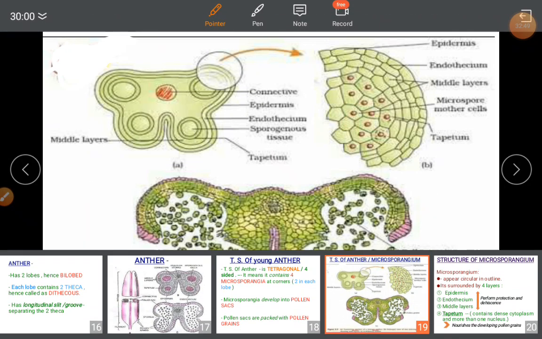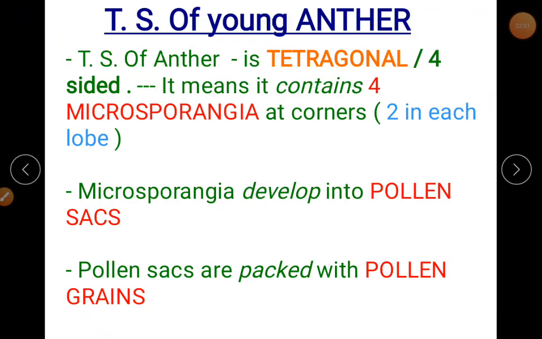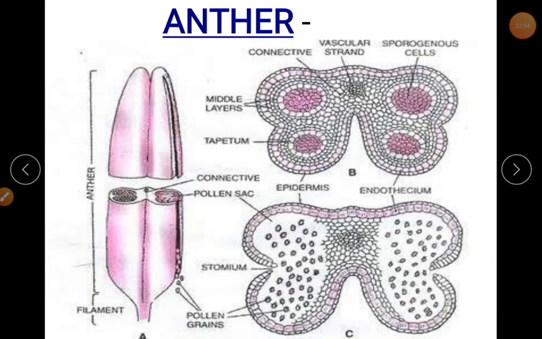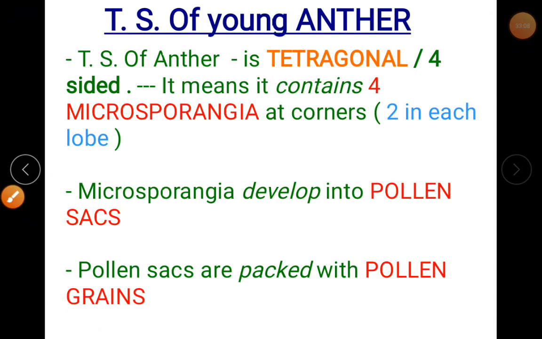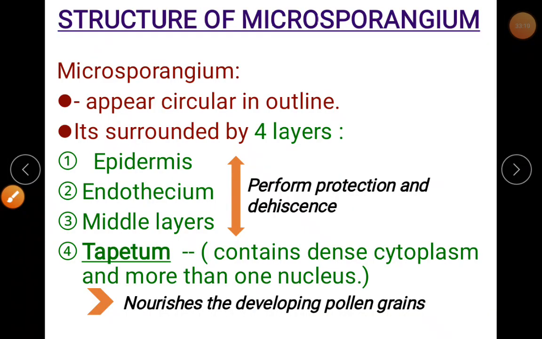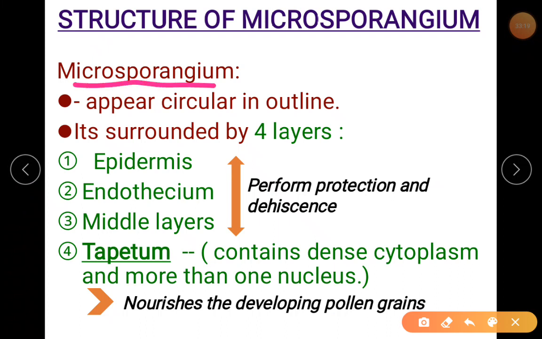This is the portion. To give you a better idea of what we have started with, you can see the pink portion. Pink portion only is the microsporangium. There are 4 microsporangia. Remember the terms. Without further ado, I am going in detail with the structure of microsporangium.